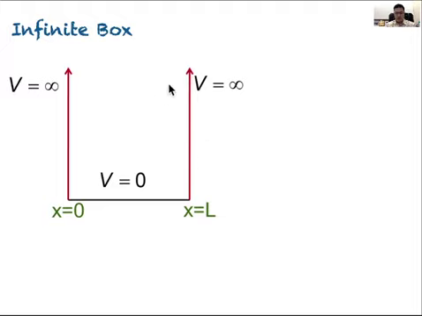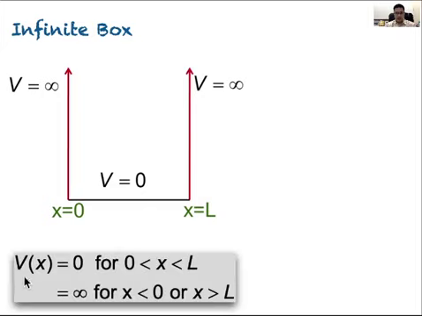so we can say that the potential is infinite at this point here and here. And so this is the potential. We have written that the potential is 0 between 0 and L, and the potential is infinite when x is smaller than 0, or x is greater than L.